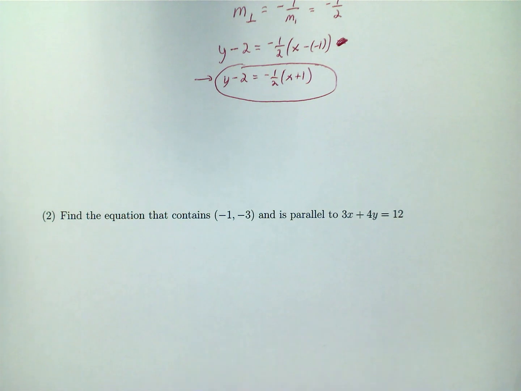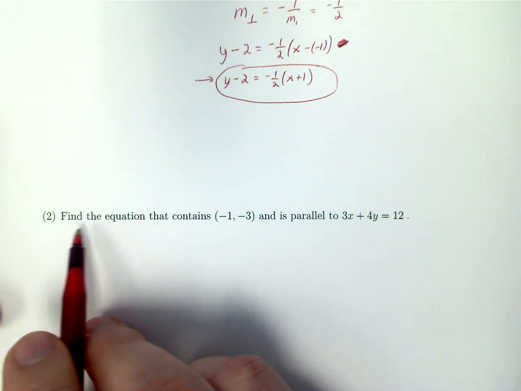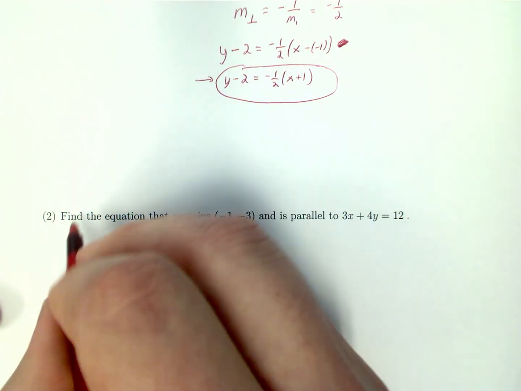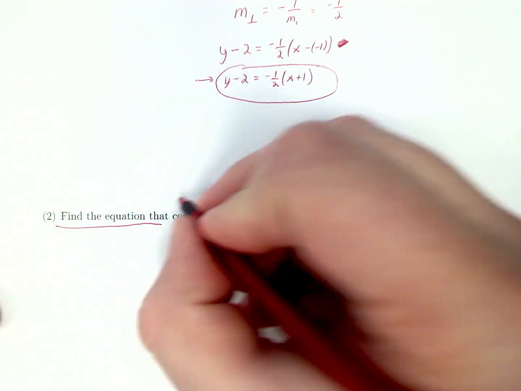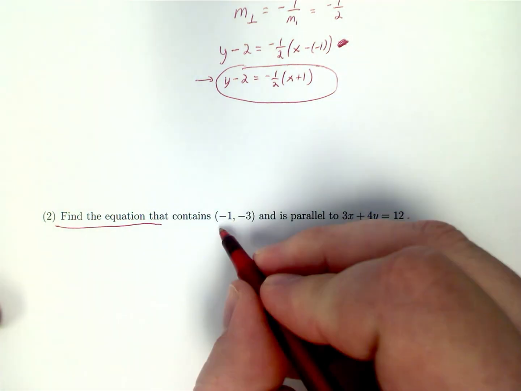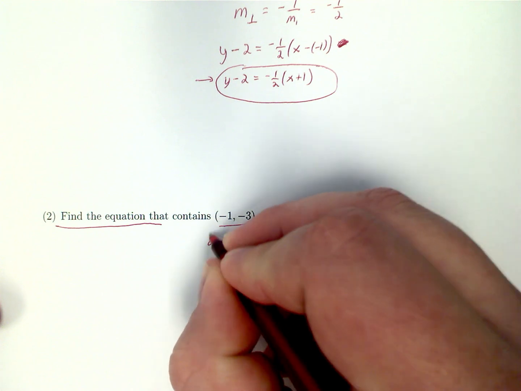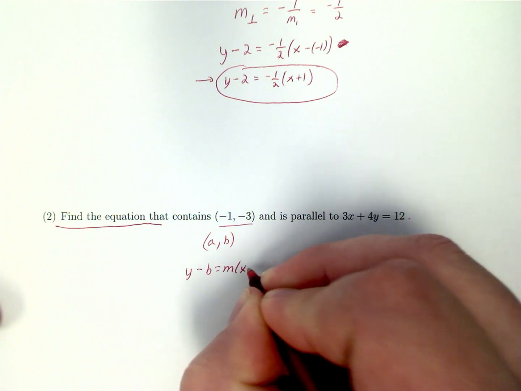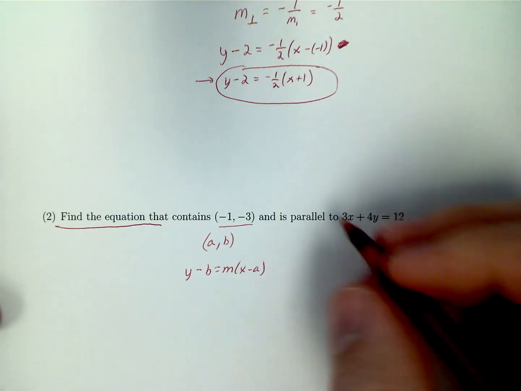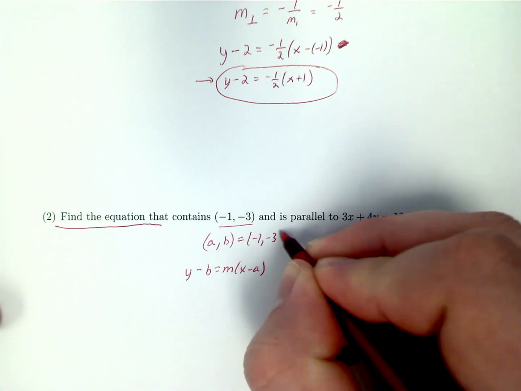Another example. Again, that one was dealing with perpendicular. We may have to find the equation of a line. So we're trying to find an equation of a line that contains this point. So y minus b equals m times x minus a. And we have (a, b), which is negative 1, negative 3.